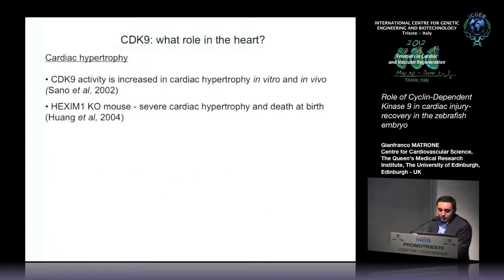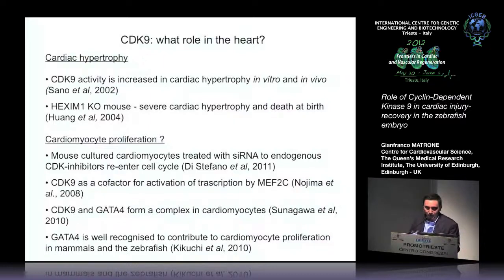So CDK9 has been shown to be increased in cardiomyocyte hypertrophy, and that is a fundamental response of the stressed or injured heart. Knockout mice for EXIM, that is a CDK9 repressor, cause a severe cardiomyocyte hypertrophy. But we know that many of the pathways associated with the cell division are also known to be activated in this hypertrophic response, leading to the hypothesis that mammalian cardiomyocyte hypertrophy might be the result of a block in karyokinesis and cytokinesis. So what could be the role of CDK9 in cardiomyocyte proliferation?